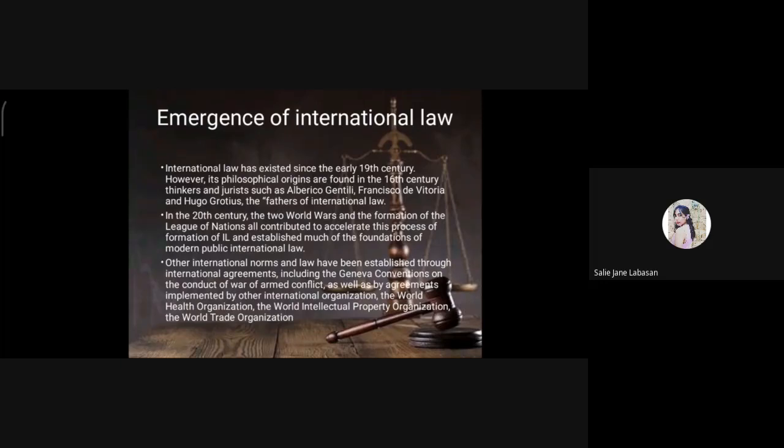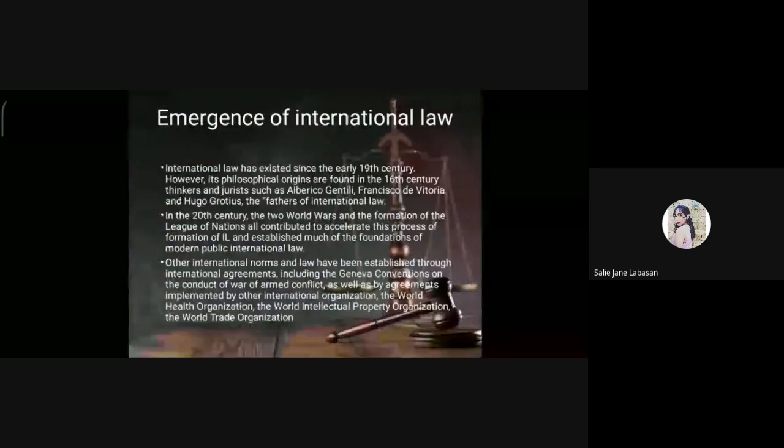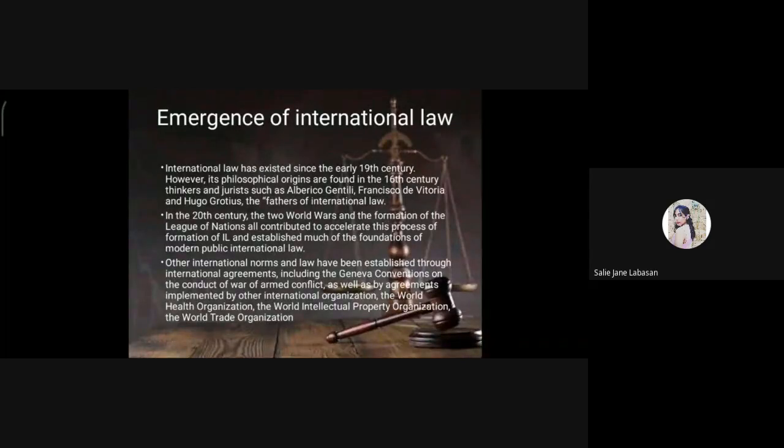Although the modern study of international law would not begin until the early 19th century, the 16th century scholars Gentili, Vitoria, and Grotius laid the foundation and are widely regarded as the fathers of international law. And second, in the 20th century, the two world wars and the formation of the League of Nations all contributed to accelerate this process of formation of international law and establish much of the foundation of modern public international law.